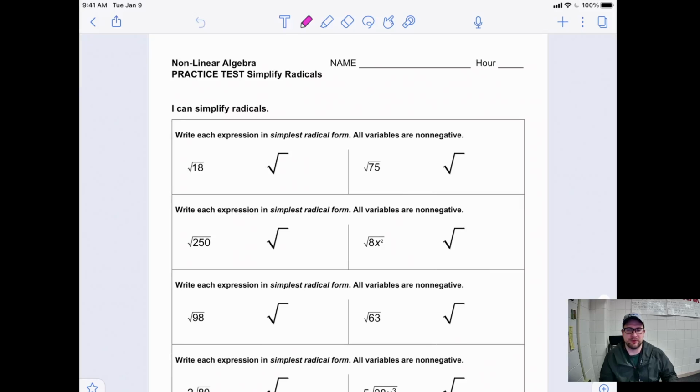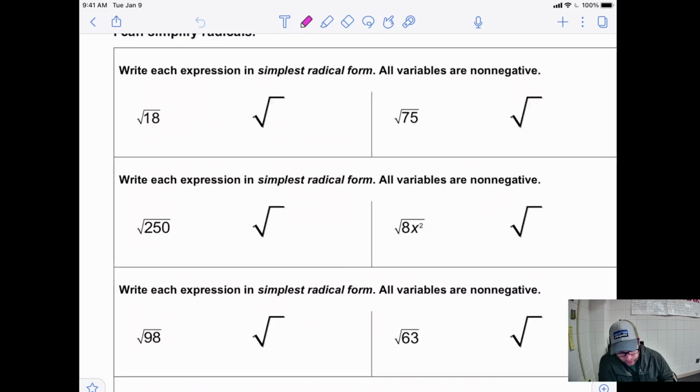All right, everybody, welcome back. We're going to be talking today about the practice test. Yes, that is right. We have a test in here tomorrow going over our whole simplifying radicals unit. So looking right away, let's just get to the goods of what we need to be able to do.